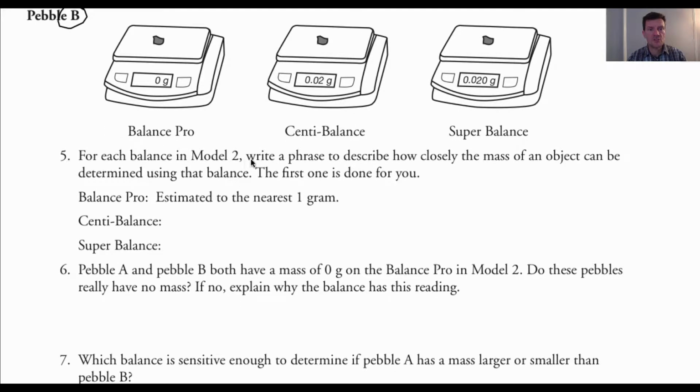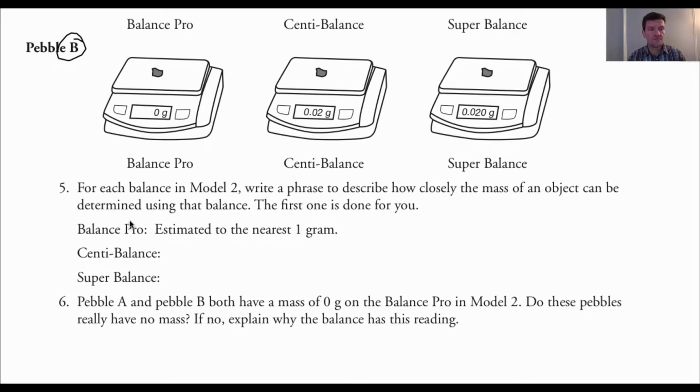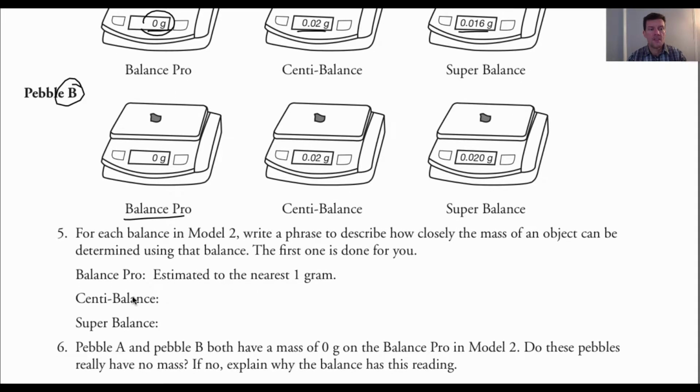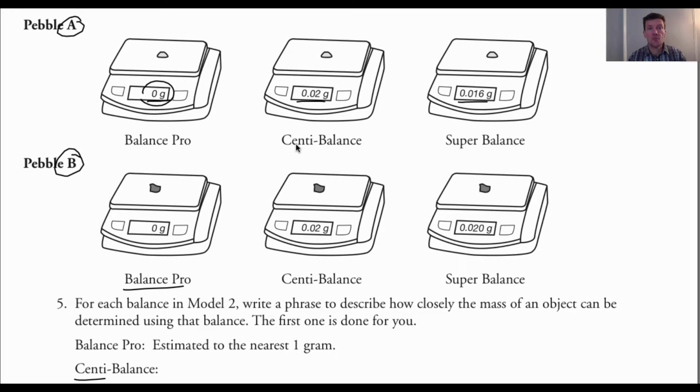For each balance in Model 2, write a phrase to describe how closely the mass of an object can be determined using that balance. The first one is done for you. So, similar to what we did with Model 1, the balance pro here is estimated to the nearest 1 gram, because you'll notice it doesn't go past the 0. So it could be 0.0 something, but it's rounding to the nearest 1 gram, so it has to just round down to 0.